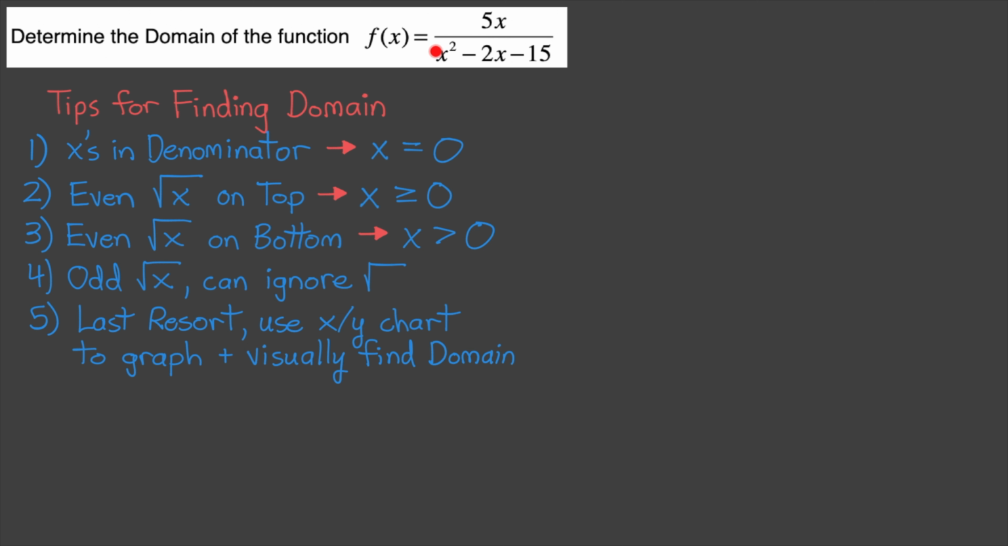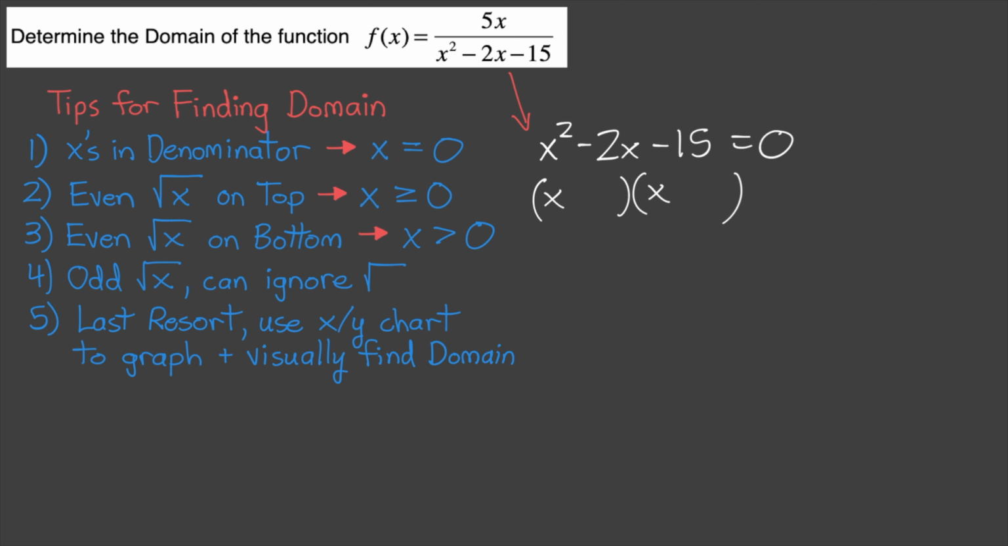So there's no other rules here that we need to worry about. The rest of the rules pertain to roots of some sort. So we can just go ahead and apply this rule. So we're going to set the bottom here equal to 0, and then we will solve for x. So let's go ahead and factor. So we'll do the guess and check method.